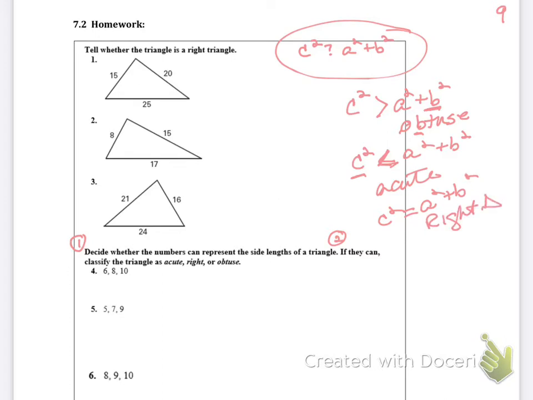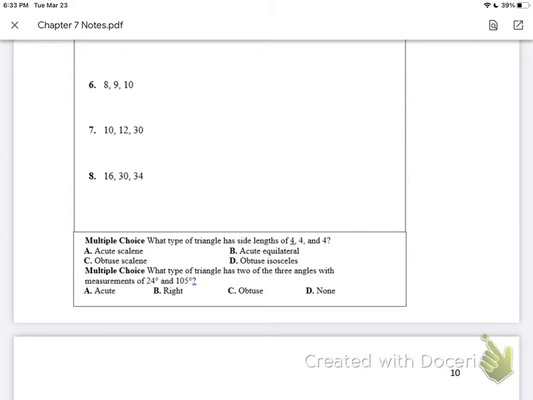Okay? So that's what you're going to do for 4, 5, 6, keep going, and 7 and 8. Those are all the same kind of questions. Then you have 2 multiple choice questions here. So here's one. What type of triangle has side lengths of 4, 4, and 4? So answer that. And then the next one is, what type of triangle has 2 of the 3 angles with measurements of 24 and 105? Okay? And that's the homework then. So post this before the start of next class. And that ends this video.